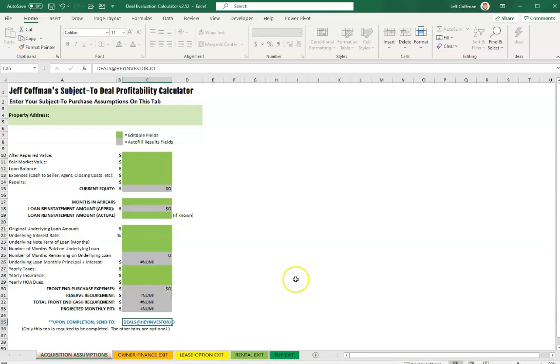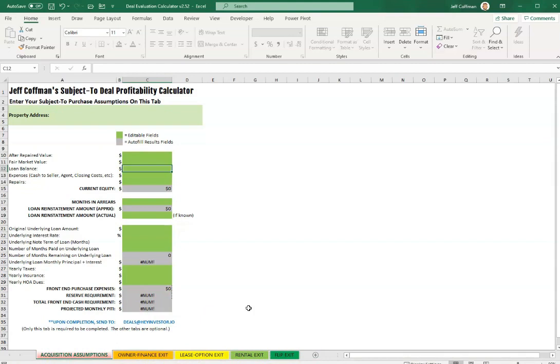And so what we have here is a property address, which I'm not going to fill out just for reasons of anonymity. Then we have the green fields. All of the green fields are editable. The gray fields are where calculations happen. It auto-populates, so you can't fill those out. And then at the bottom, we have 4 different exit strategies, which is owner finance, lease option, rental, or flip. Your exit strategy may be just one of these exits, and that's perfectly fine.